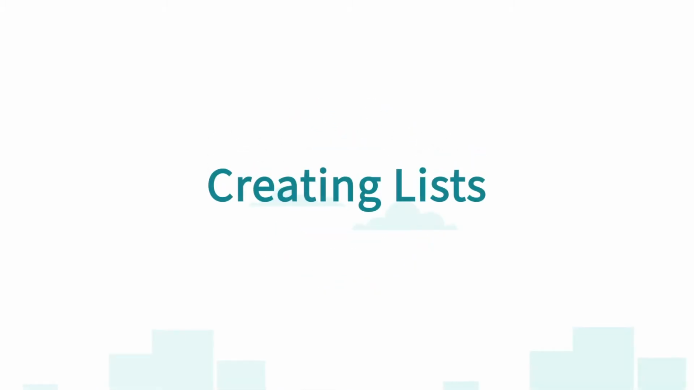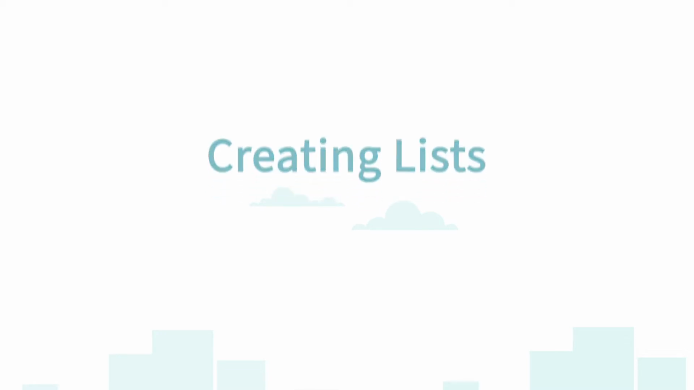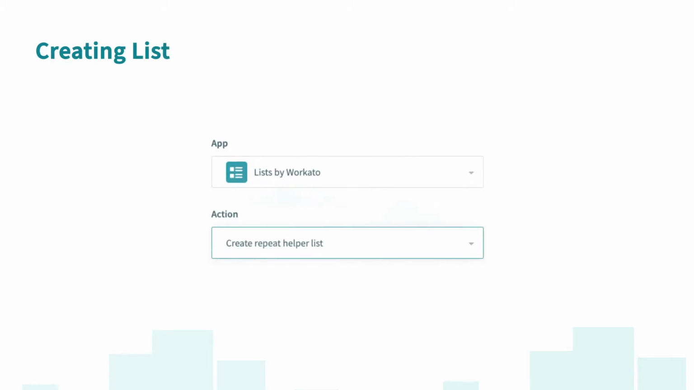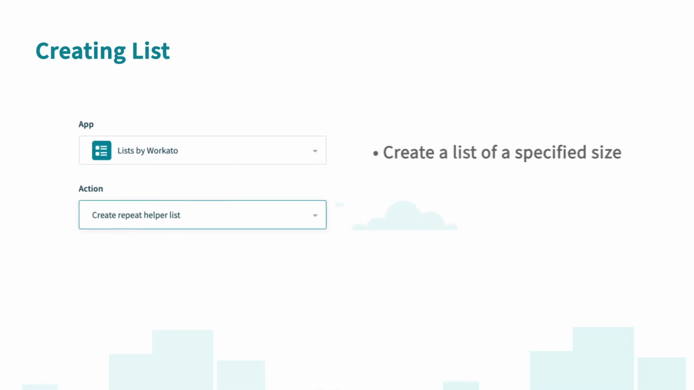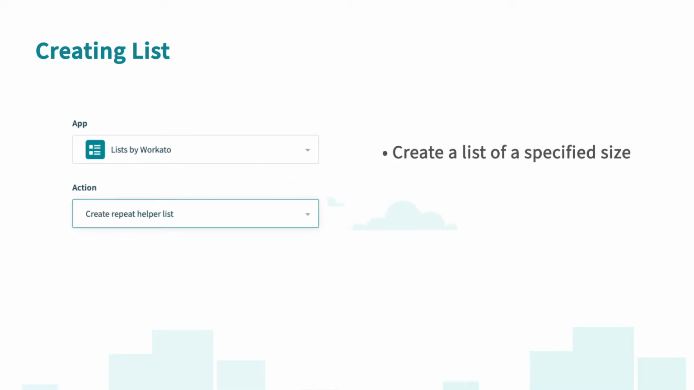However, you can't exactly use the repeat action if you do not have a list item. What if you just want to repeat an action for a specific number of times? To achieve this, you can make use of the built-in utility, Lists by Workato, and configure the action Create Repeat Helper List. This allows you to create a list of a specified size for the duration of a job, which can be used with the repeat action.